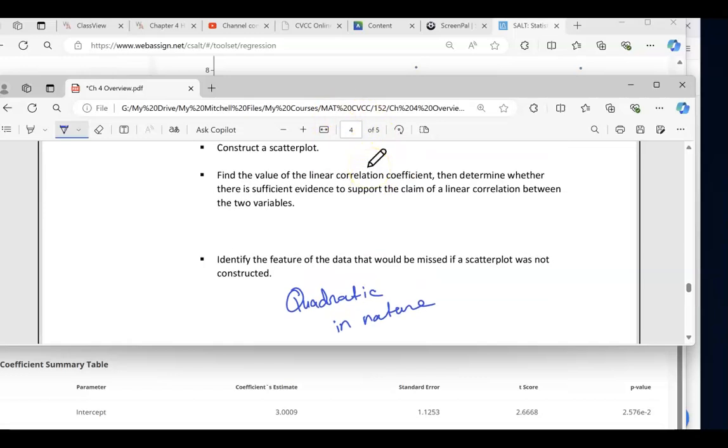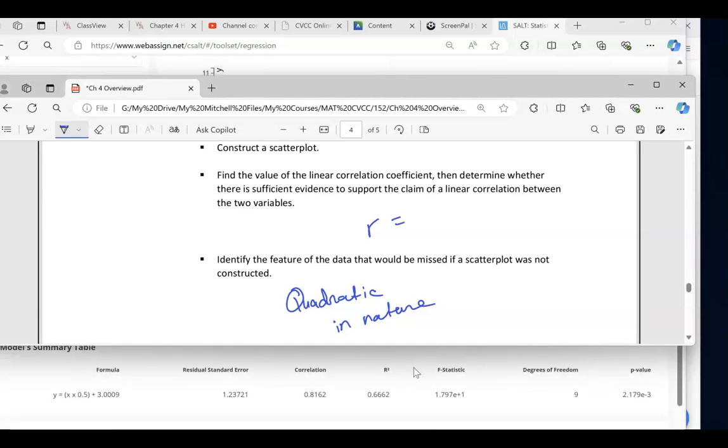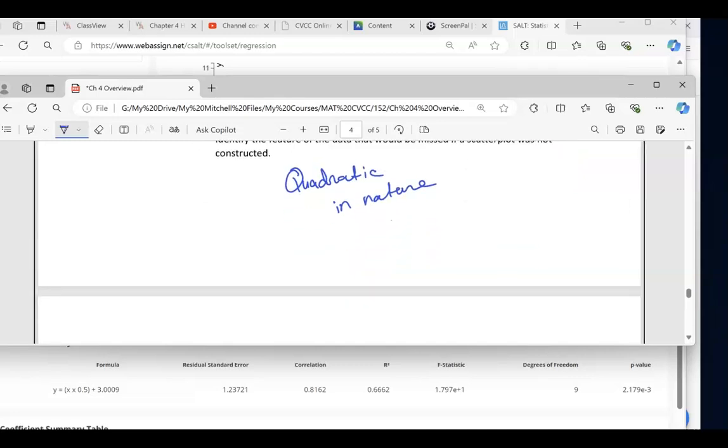Nature. But now we've got this linear correlation coefficient, and that value is 0.81. And since that value is bigger than 0.8, we would say there is a strong relationship between these. And because they're strong, we can write this equation of a line. So this is 0.5x plus 3.0009.